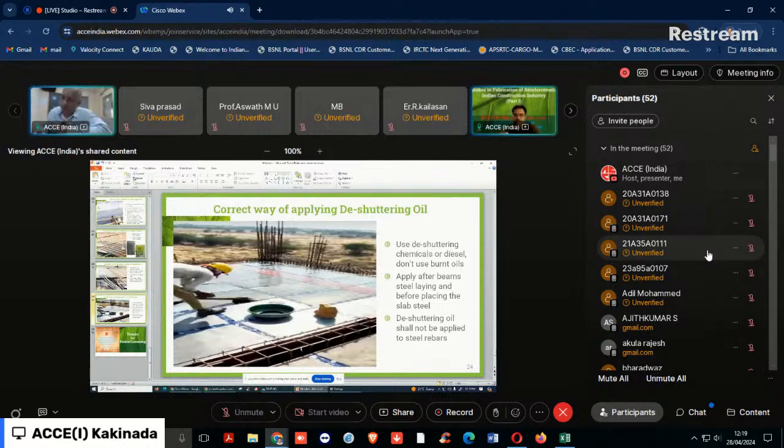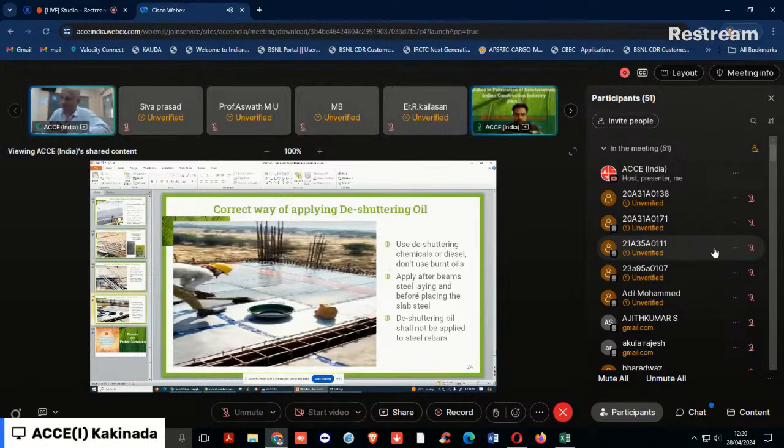This strain compatibility will be greatly affected by the de-shuttering oil we are applying for the slab centering. Once you apply some muddy oils, like used oils of the automobile industry, they are very sticky and will not leave, and they will minimize your bonding between the concrete and the steel. And this oil should be applied on the centering sheets before placing the slab steel, and after placing the beam steel. That is, whatever oil you are applying should not have any contact with the steel that is used for the reinforcement fabrication.